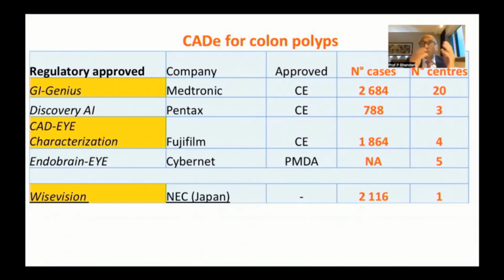Now, almost all companies are producing artificial intelligence, but right now we know that GI Genius from Medtronic can predict, not just detect, but predict histology. CAD-I from Fujifilm can detect and characterize polyps, and WISE VISION from NEC Japan can detect polyps, characterize the nature of polyps, and actually this can also detect upper GI cancers. So I think WISE VISION has got a slight edge over the others.